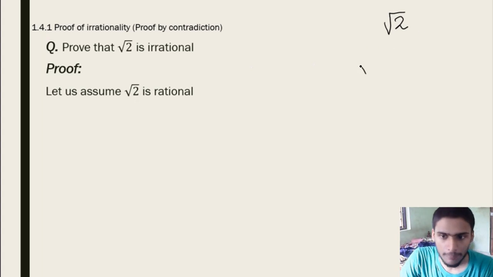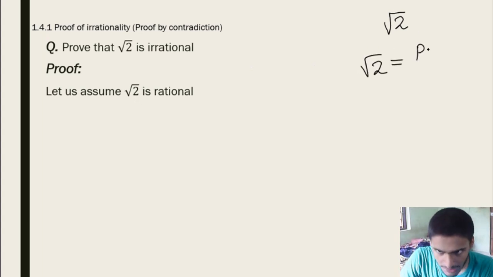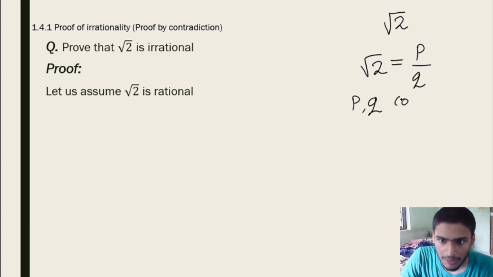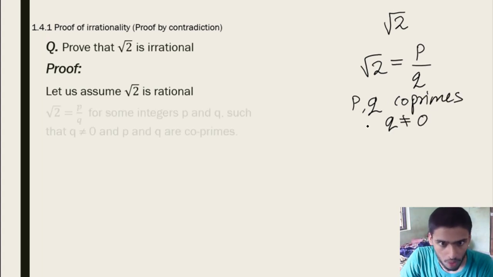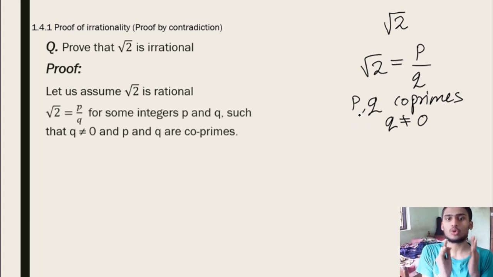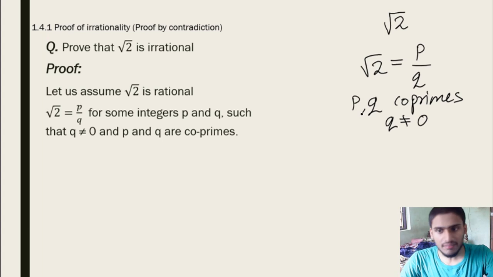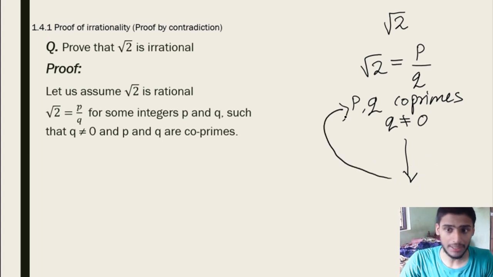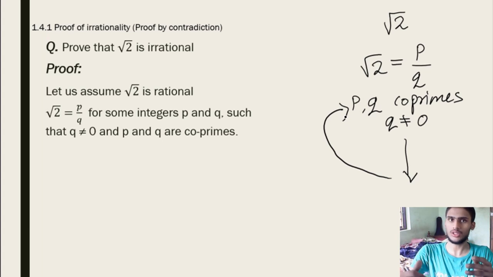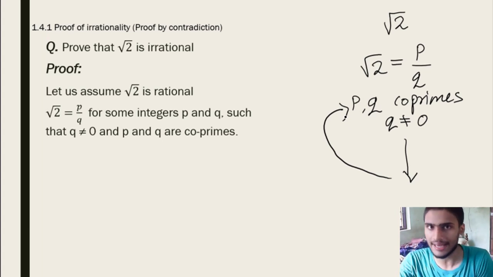This means that root 2 can be written as p by q, where p and q are co-prime integers and q is not equal to 0. That is our initial assumption. Let's say that root 2 is actually rational, and then we are going to use this assumption and find out that this can never by itself be true. We are actually going to contradict our own assumption, and that can only mean that root 2 cannot be rational, and if root 2 is not rational, it can only be irrational.